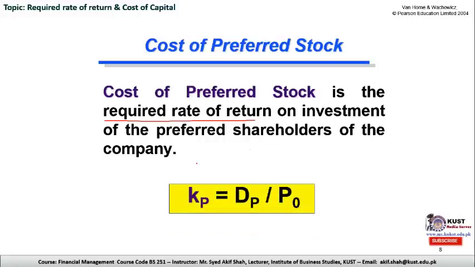KP is referring to the cost of preferred stock to the company. So we have to divide the preferred dividend in terms of dollars by the current price of the preferred share, which is P0. So let's do it with the help of a numerical case to explain and understand this mechanism in more detail.